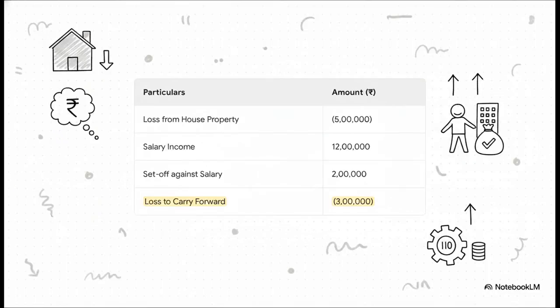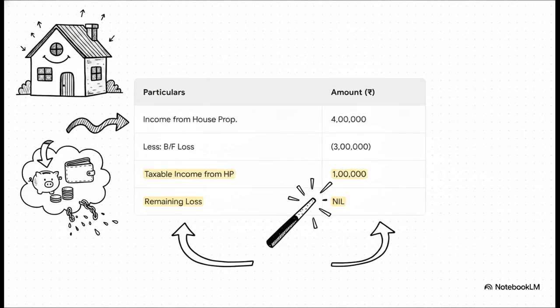So let's look at year 1. We have a taxpayer with a pretty significant house property loss of 5 lakh rupees. Now, in that same year, they can immediately use the maximum allowed, 2 lakh rupees, to set off against their salary income. That still leaves a balance loss of 3 lakh rupees, which now has to be carried forward under Section 110.